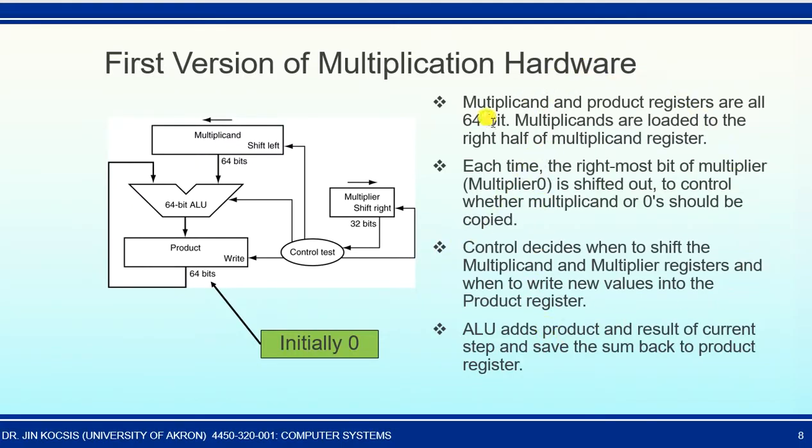And then you also need the control unit, right? It tells when you will do the shift for these two registers, when you will do the addition for this ALU, when you need to update the product, and what kind of operation you need to implement for the ALU. Here it's addition.